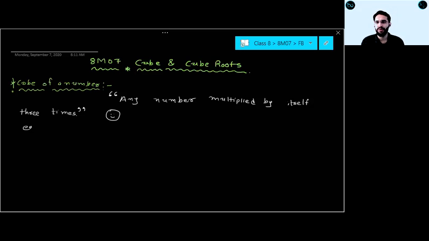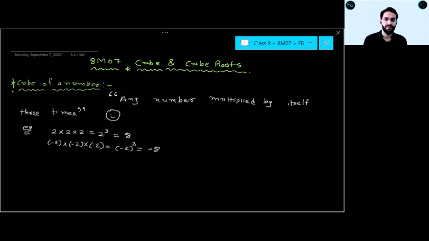Now let us take an example. Suppose I am taking 2. I am multiplying 2 with 2, 3 times. What should I get as the answer? 8, right? And it is nothing but 2 cube, or not? It is equal to 2 cube. It is equal to 8. Are you getting my point, everyone? Right. Same thing with minus 2. If I take minus 2 into minus 2 into minus 2, minus 2 cube will be minus 8, or not?